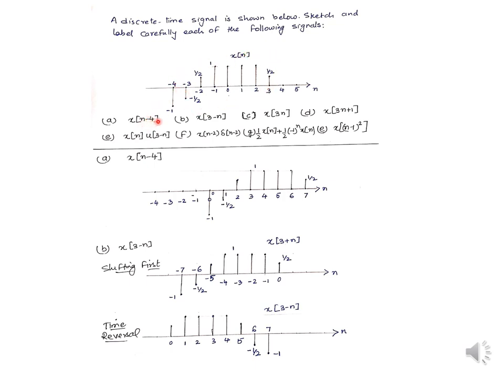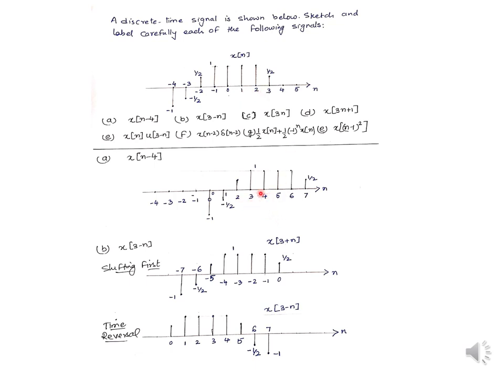So with respect to this signal, suppose we want to do shifting of x[n] by n minus 4. It means that we are delaying the signal to the positive side, or you can say we are shifting the signal to the positive side on the time axis. The value which is defined at 0 will move to 4. The value which is defined at 1 will move to 5.